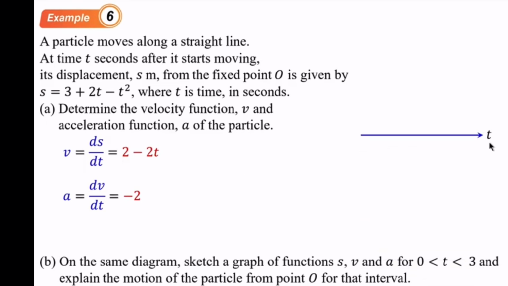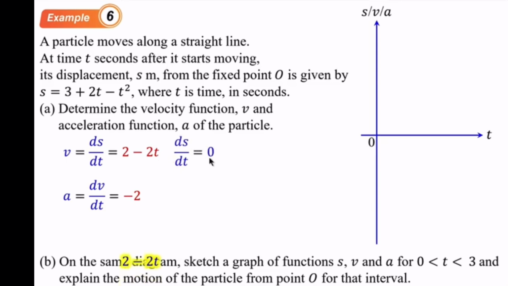Now we have three graphs. One is s, which is quadratic, s equal to 3 plus 2t minus t squared. And we also have the function v, 2 minus 2t, which is a straight line. Okay, and then we have the acceleration, which is just a constant, a is -2. So we are going to sketch all of this on the graph.